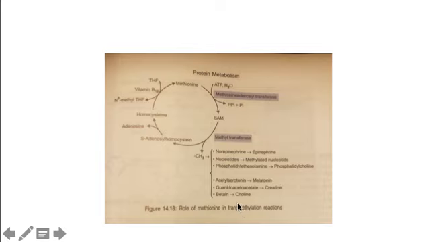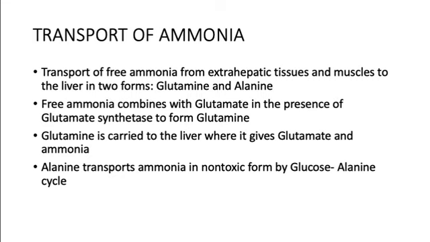So when we talk about this, we should next go on to how the toxic ammonia is transported in our body. The transport of free ammonia from the extrahepatic tissues and the muscle to the liver is in two forms, that is glutamine and alanine. The free ammonia combines with glutamic acid in the presence of glutamine synthetase to form glutamine. This glutamine is carried to the liver where it gives glutamate and ammonia.